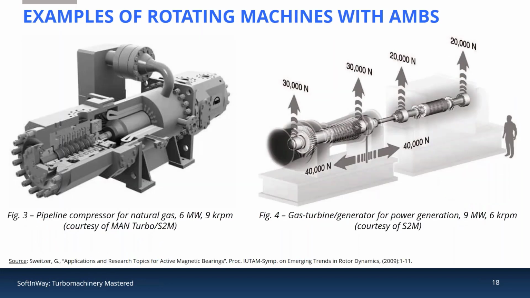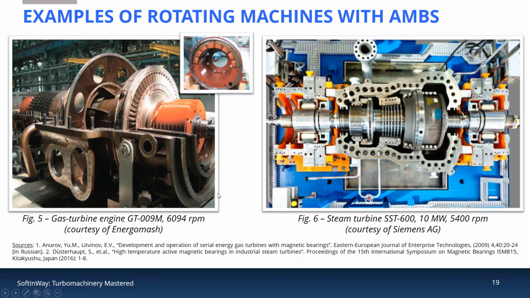For example, active magnetic bearings were implemented in a pipeline compressor for natural gas transportation with power consumption of 6 megawatts and rotational speed of 9,000 RPM. Gas turbine and generator assembled in 4 radial and 1 thrust bearing producing 9 megawatts of power and rotating at approximately 6,000 RPMs. Another gas turbine engine rotating at 6,094 RPMs.